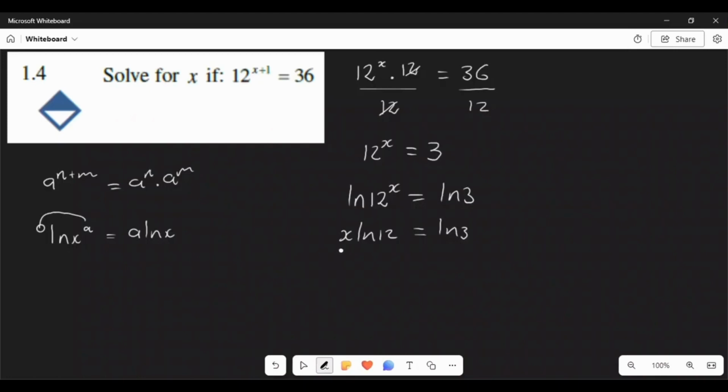So from here, what do we do? We divide by natural log 12. So x is natural log 3 divided by natural log 12. For this one, you rather use your calculator, guys. If you put this in your calculator, it's going to be 0.442. So that is your final answer. Like I said, this was not much of a challenge. You just needed to know your exponents and your logs at some point.